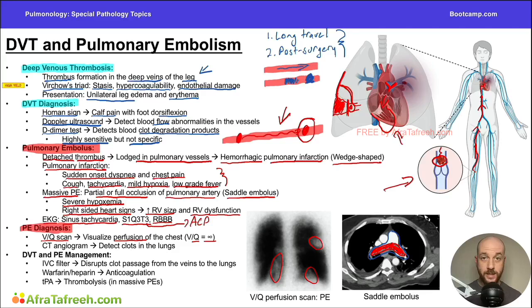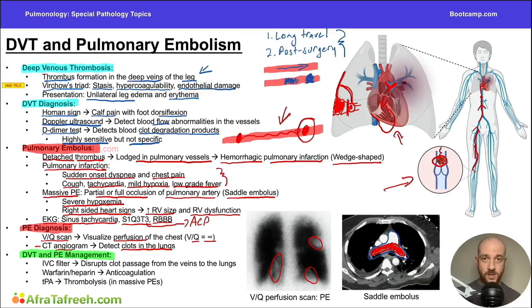And next, we can perform something called a CT angiogram, and the prefix angio actually means vessel, and so this is an imaging tool that's actually looking at the vessels themselves to detect clots in the pulmonary vasculature. Okay, so let's finish up by discussing DVT and pulmonary embolism management.